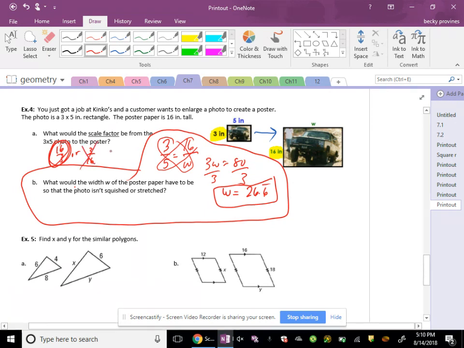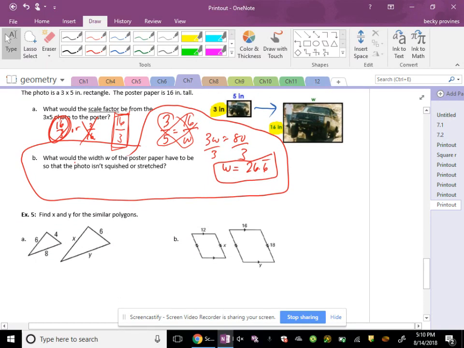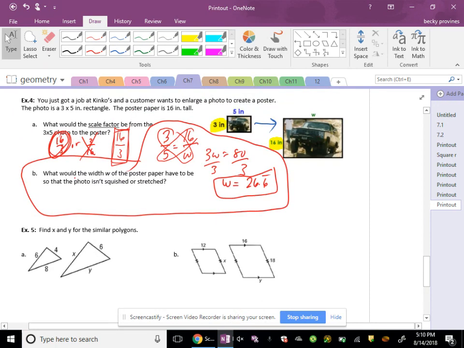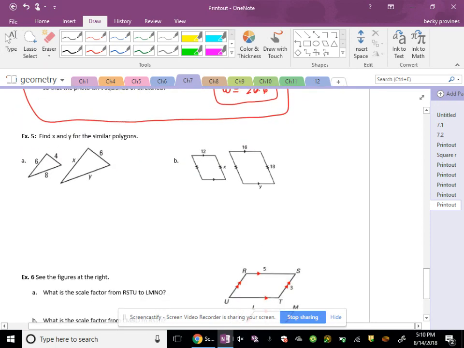So what is the scale factor? Let me write it where you can actually read it. It is 16 over 3. Okay, sorry, we already did B, so let's move on to number 5.